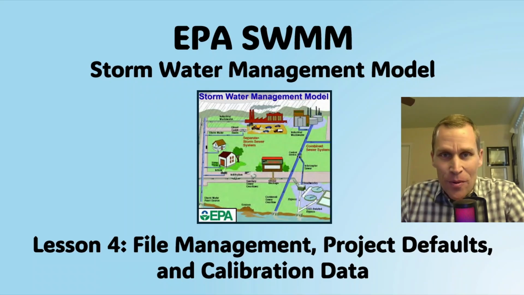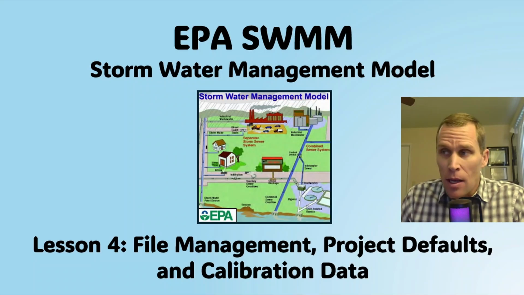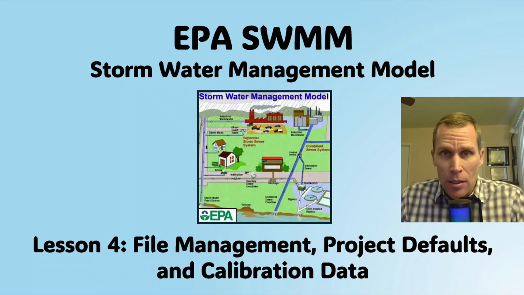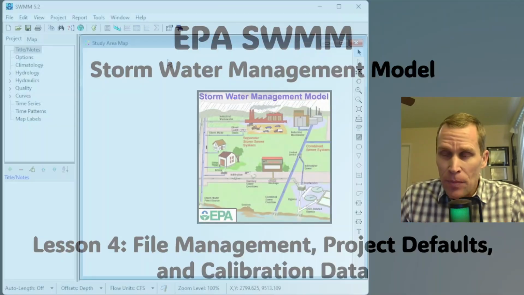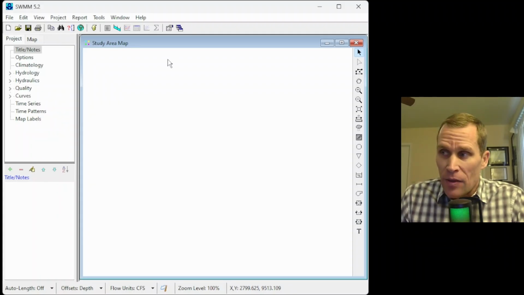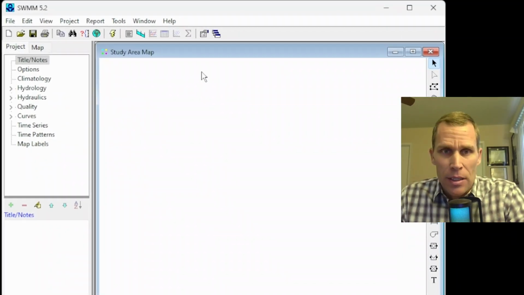Welcome and hello. This is a tutorial video in EPA SWMM. And in this lesson, I'm going to be discussing file management, project defaults, and calibration data. So what we're going to be doing is creating, saving, and opening a SWMM project, creating a few objects and modifying the default values, as well as an introduction to calibration data.